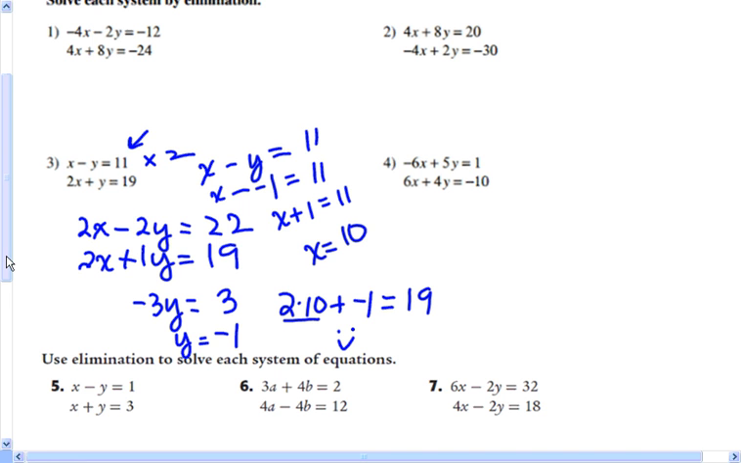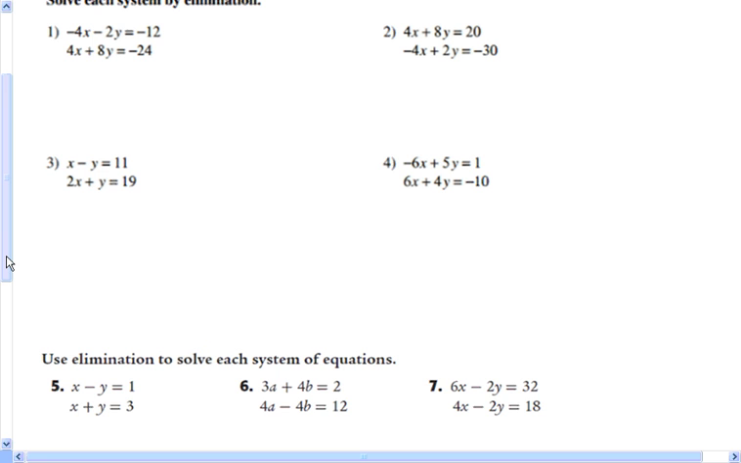All right. One thing that you might notice about this equation that we just solved is I didn't really need to multiply the top equation by 2. Since I have the opposite of y here and y there, I could just add the two together, and I get 3x. Negative y plus y is 0, and 11 plus 19 is 30, and 30 divided by 3 is 10. That might have been a quicker way.